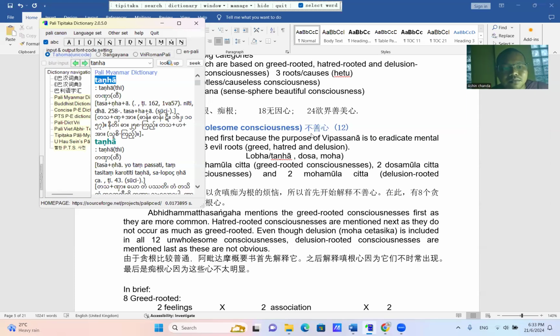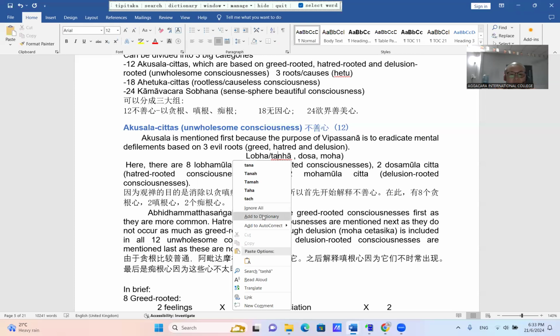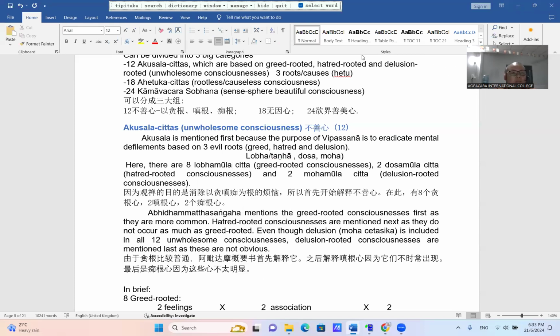Okay, so you have lobha, dosa, moha. Lobha means greed, dosa means hatred, and moha means delusion. So when you have the lobha, you have the lobha mula. The second one is called dosa mula. The third one is moha mula. Mula here means root.